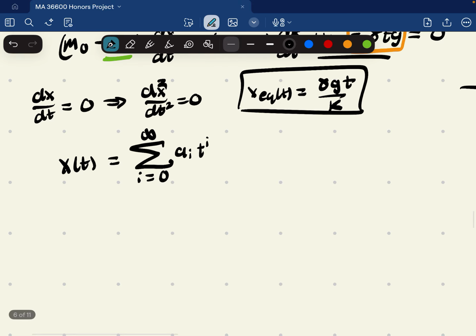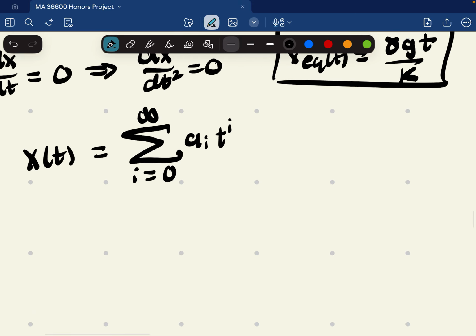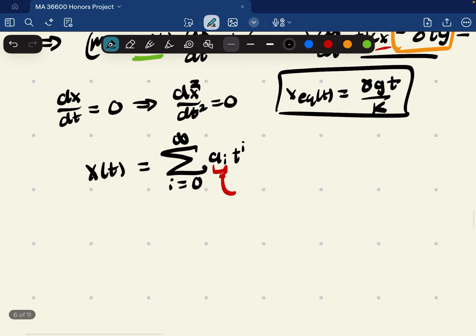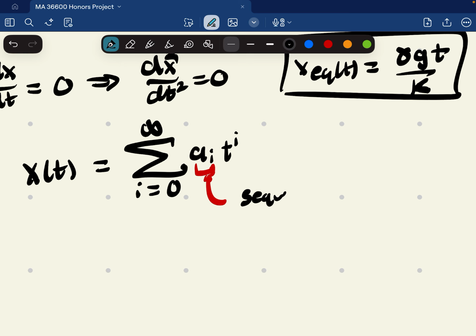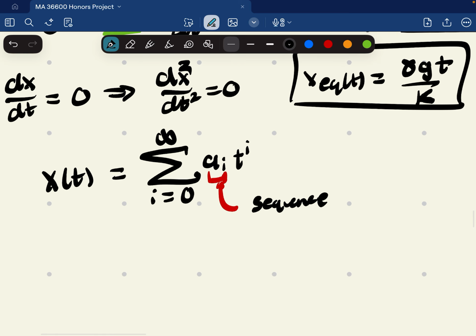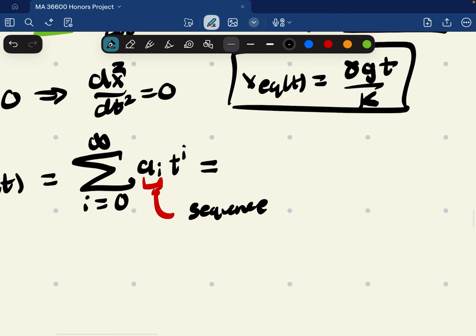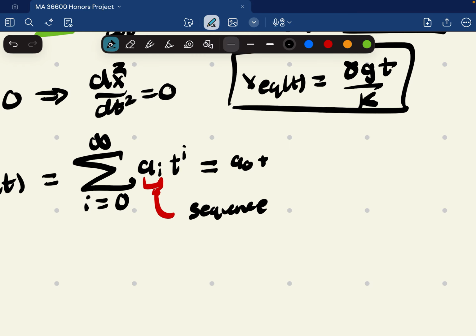So we don't know what a_i is. That's the problem, right? If I knew what a_i was, then I'd be done. I know the answer is this, but I don't know what a_i is. So instead of trying to solve for x, I want to solve for a_i, which is a sequence defined by some index i. It's just some number, and that's going to tell me the coefficient to multiply by t. Because this is going to be a0 plus a1 times t plus a2 times t squared plus and so on.